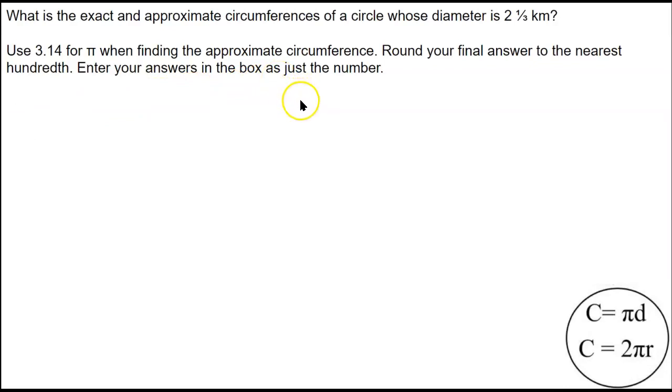So here we're going to use 2 1/3, and we can turn it into a fraction by multiplying 2 times 3 and adding 1. We would get 7/3. C equals pi d. Circumference equals pi, the diameter, 7/3. Now we can go ahead and multiply.